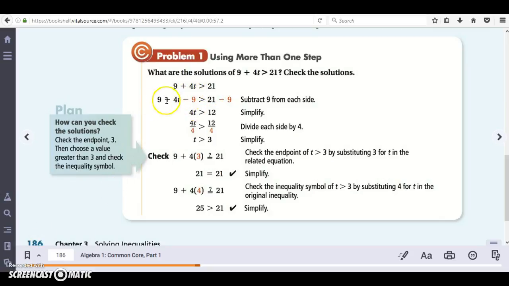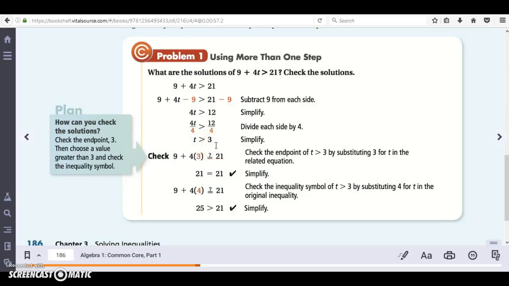Well, the first thing that I want to do when I'm solving this inequality is to subtract 9 from both sides. And so they subtracted 9 on the left side and 9 on the right side. And they are left with 4t is greater than 12. Then I want to get my t by itself by dividing by 4 on both sides. So when I do that, my 4's cancel out. 12 divided by 4 is 3, so t is greater than 3.